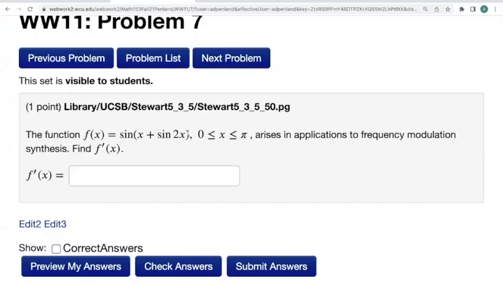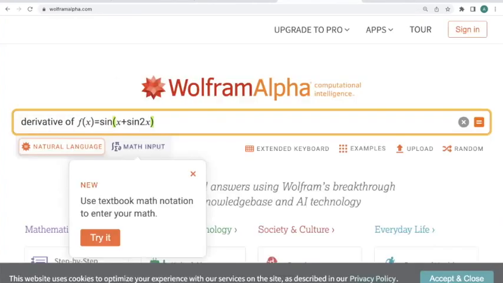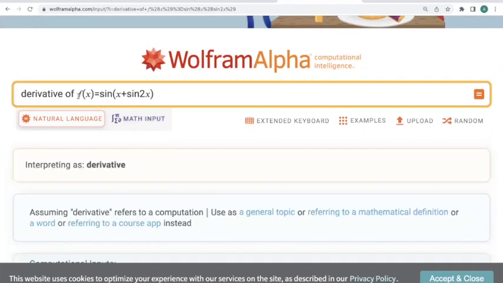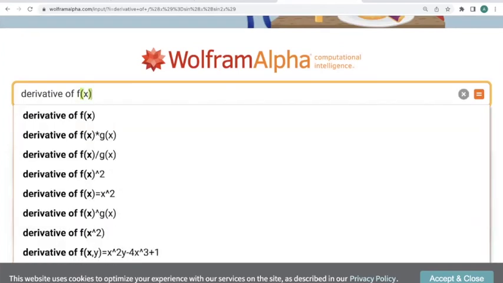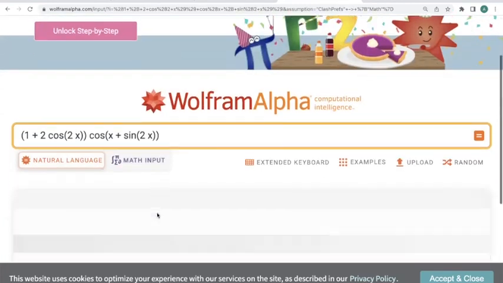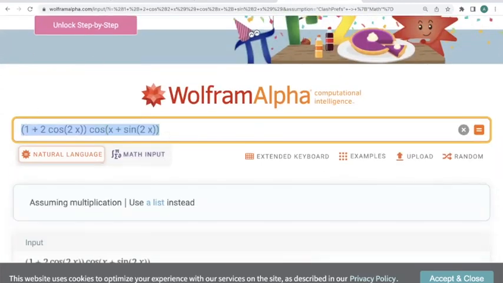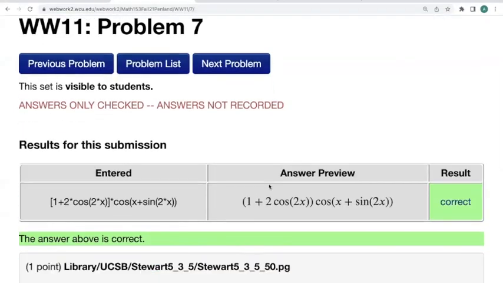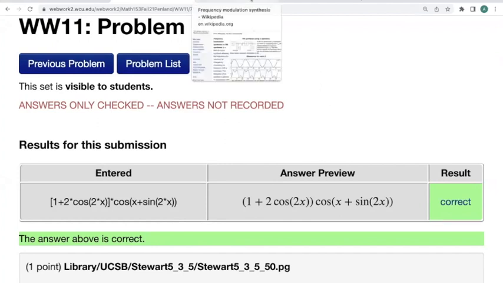So first, I know we're all hoping to get the green check mark, so we'll copy, say derivative of that, and hopefully WolframAlpha can read it, and it cannot, so I'm going to have to type the function in. WolframAlpha gives me the answer, so then I want to copy paste this and put it back into my web work, and hopefully yep, awesome. So that's done, and now we can talk about frequency modulation synthesis.